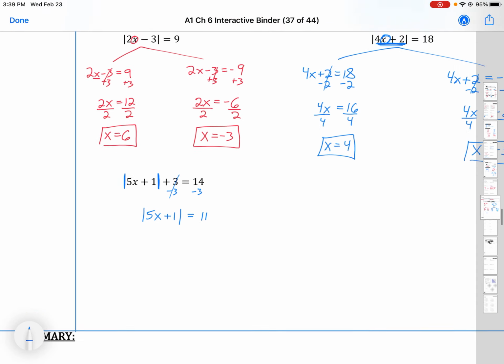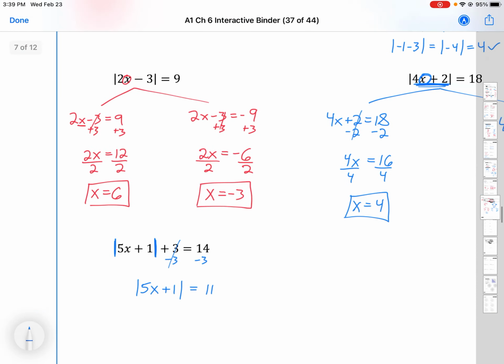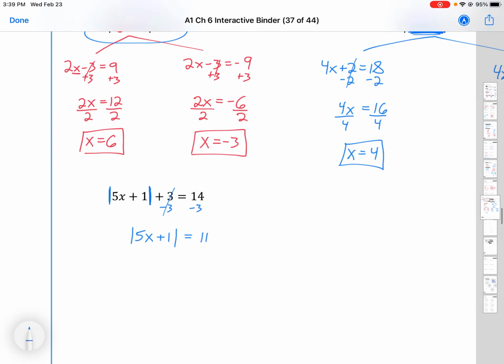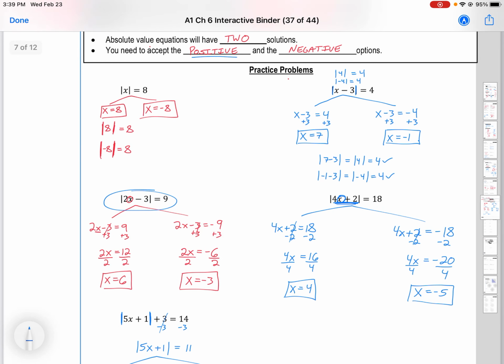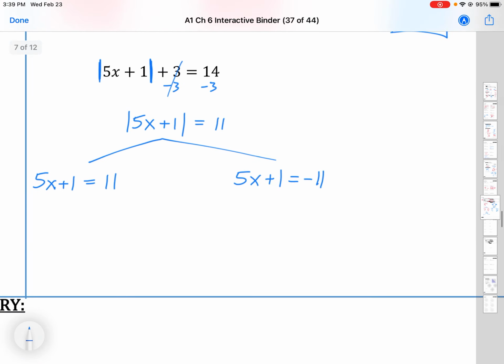And now, essentially, this becomes the same problem as what we had up here. I have the absolute value of something is equal to a number. So I need to split this up into 2 equations. I have 5x plus 1 has to equal 11. And I know 5x plus 1 has to equal -11. So you always accept, as we talked about up here, the positive and the negative options, right? So I accept positive 11 and -11. Now we solve these straight down.